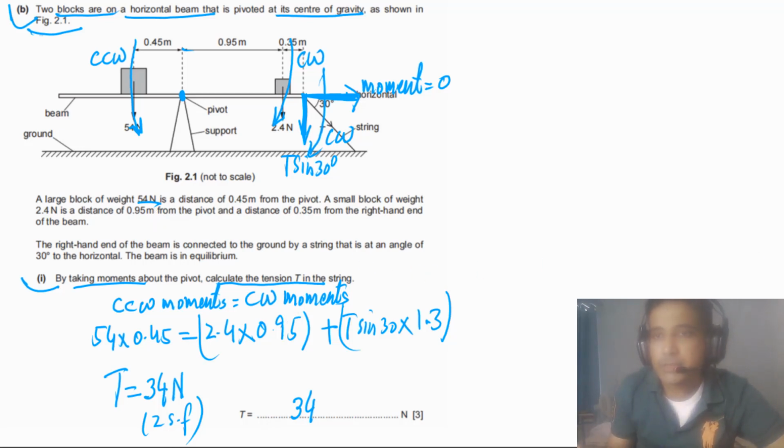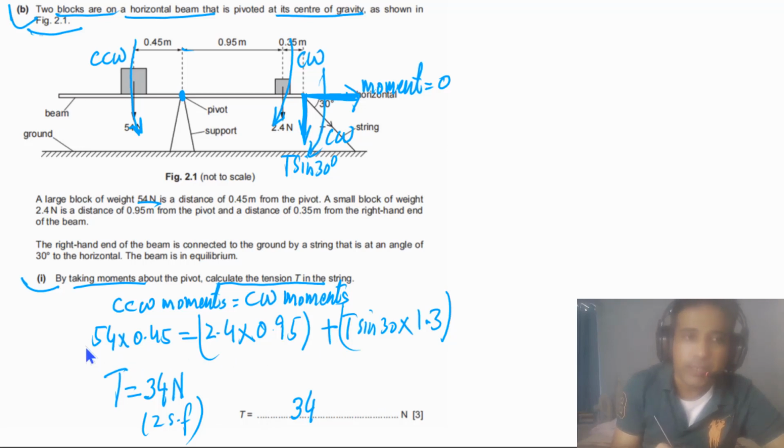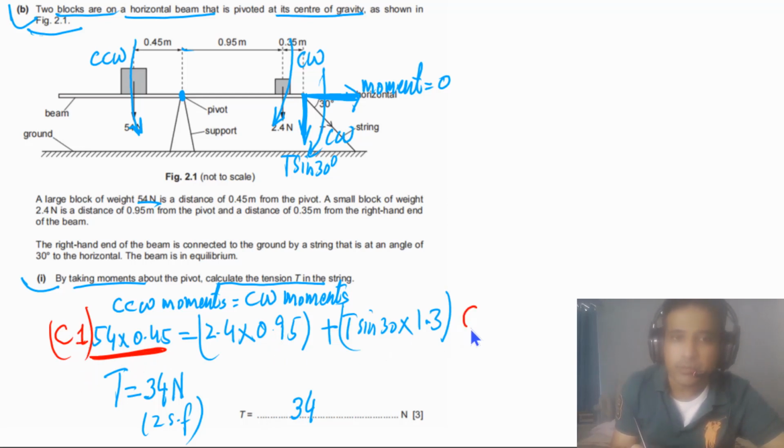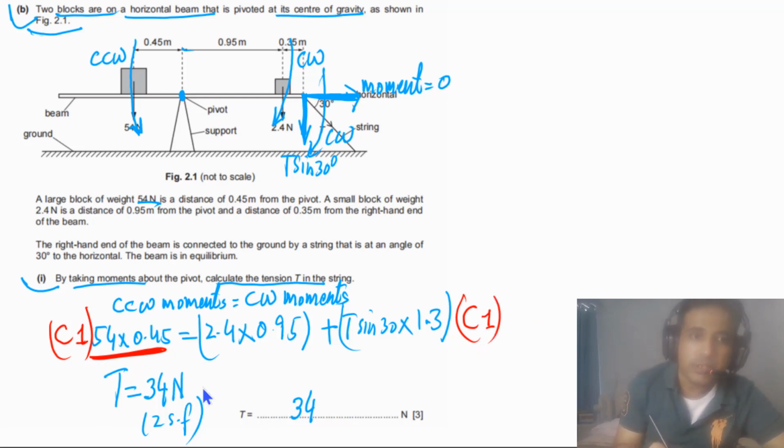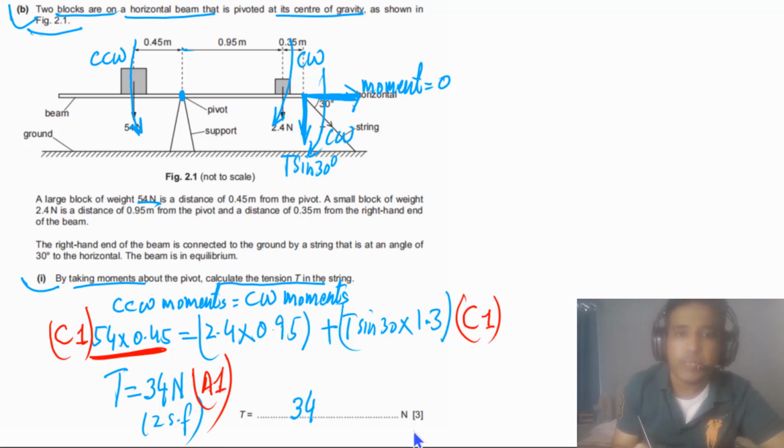And this question has 3 marks. The first C mark you will get if you have written this part, and the second C mark you will also get if you have written this equation, and the last mark is the answer mark. If you got the right answer, you will get 3 marks for this question.